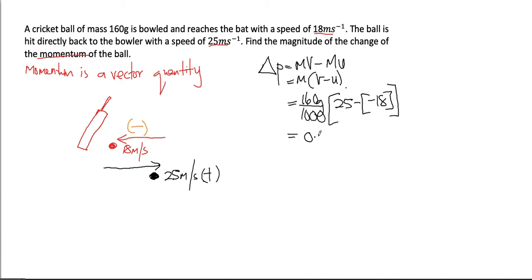So from here we get 0.16 multiplied by 25 plus 18, and your answer is 6.88 kg meter per second.